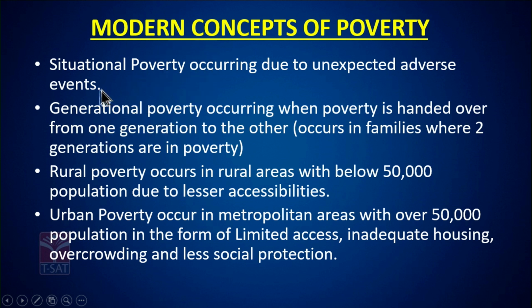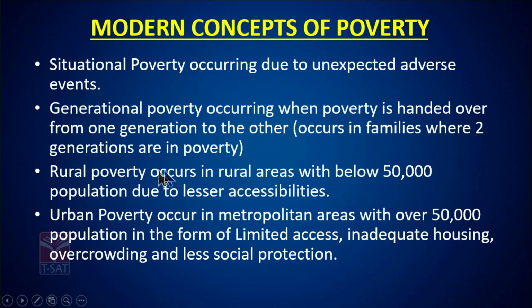Modern concepts include situational poverty. For example, suddenly if there are any natural calamities, or any kind of pandemic, just as COVID-19 has occurred, few people have lost their jobs and they have lost their properties, or they have suddenly become poor. Such a type of temporary poverty can be called situational poverty, which is caused due to unexpected adverse events. If you come to generational poverty, from one generation to another generation, this problem of poverty is carried forward or is given as a property of inheritance. Especially if poverty occurs in families where two generations were born and were living in poverty, such a type of poverty is called generational poverty.